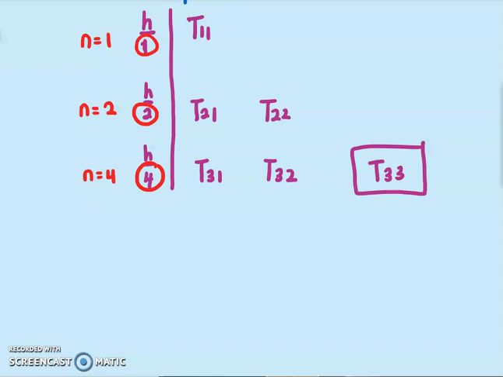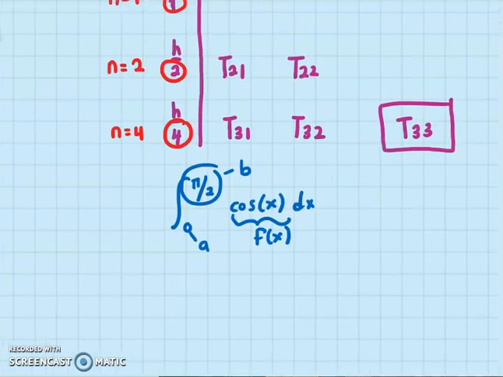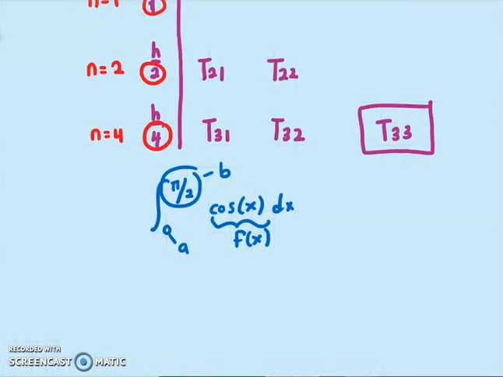So this is what you're given: the integral from 0 to pi over 2 of cos x dx. So 0 is my a, pi over 2 is my b, and cos x is my function of x. With all this information gathered, now you have to divide the interval. Let's start with n equals 1.